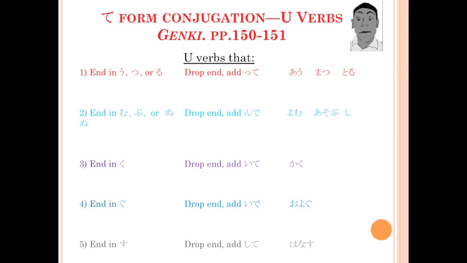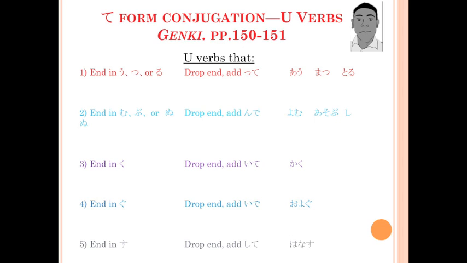For u verbs, things get a bit more complicated. There are 5 sub-rules for forming the te form of u verbs. Just like ru verbs, the first step of conjugating u verbs into the te form is to drop the final syllable. For u verbs, however, what we add in order to create the te form depends on the final syllable of the verb.